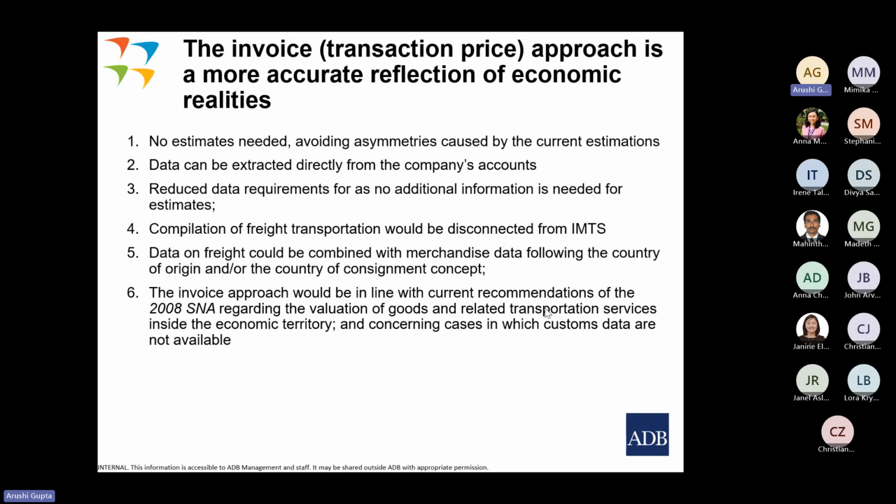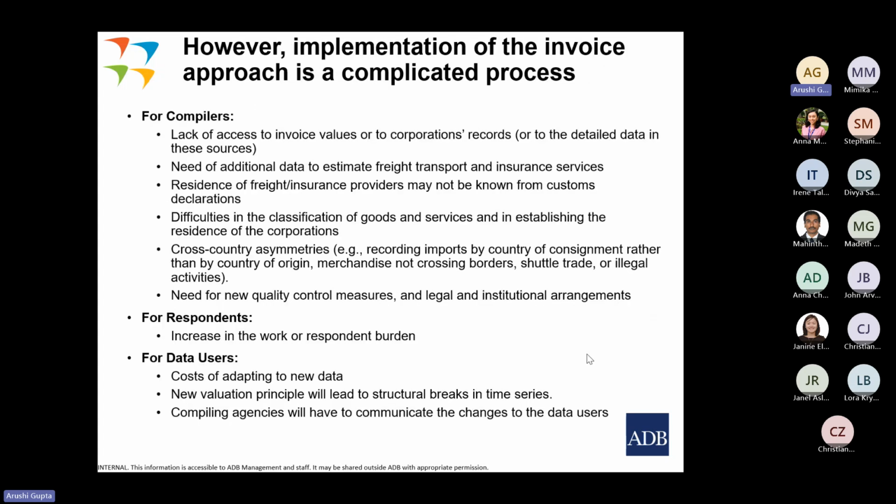The compilation of transportation would be disconnected from the international merchandise trade statistics as weights and terms of delivery would no longer be needed. Data could also be combined with merchandise data following the country of origin and the country of consignment concept. The invoice concept would also better fit in with other components which are relevant in the case of trade or for international transportation, like processing and merchanting. And the invoice approach overall would be better in alignment with the current recommendations of the 2008 SNA regarding the valuation of goods and related transportation services inside the economic territory.